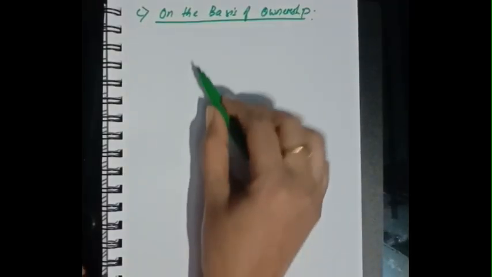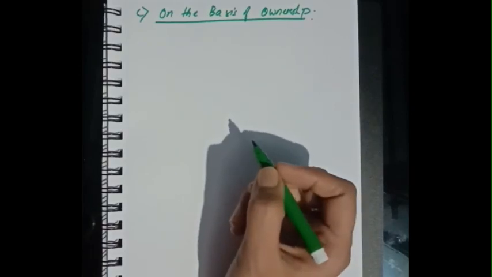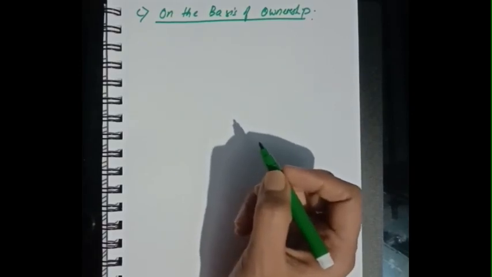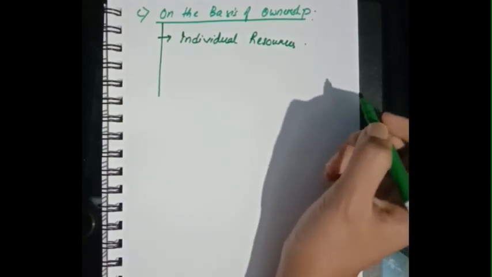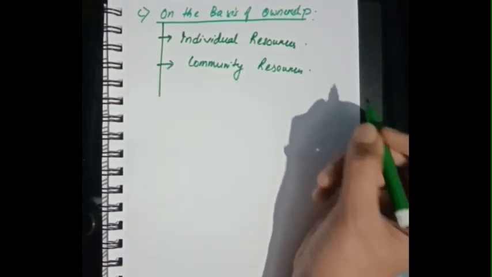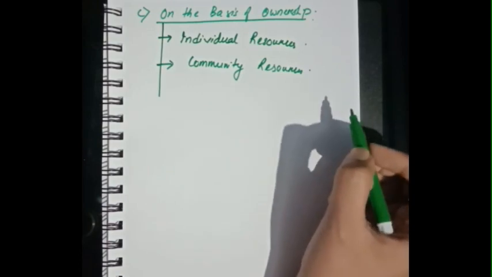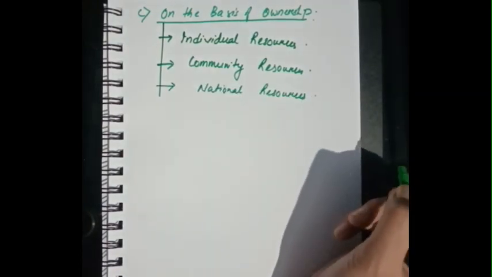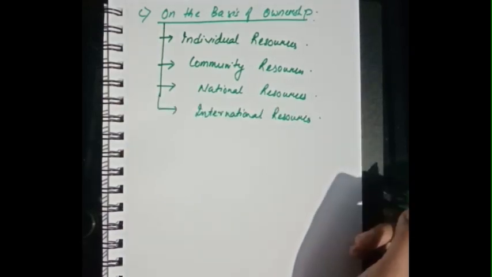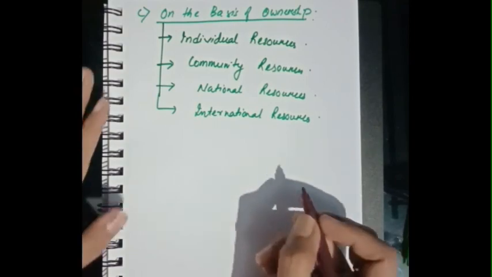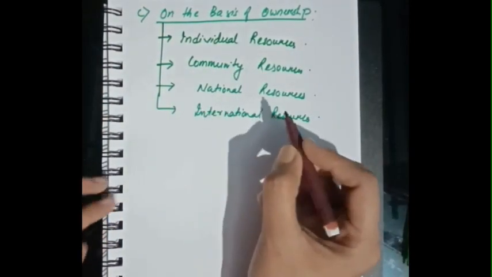On the basis of ownership, resources are of four types. First is individual resources. Second is community resources. Third is national resources. And the last one is international resources. Let us see each one of these resources.